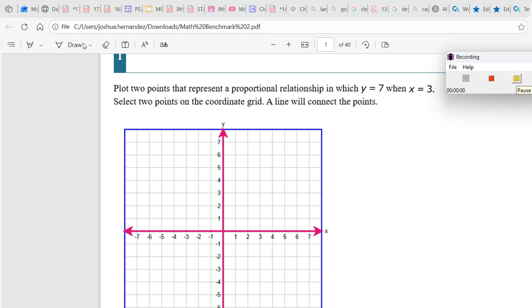You read this, guys, and it says proportion, you know the origin. So put that point there, and 7y is up here, and the 3x, that's it. Draw a line through it. That's all you needed. Pretty easy.